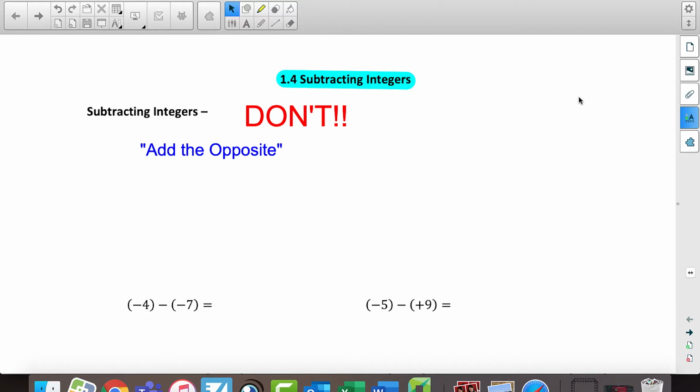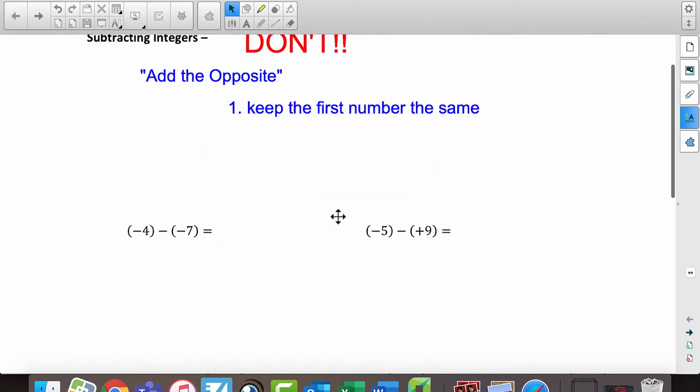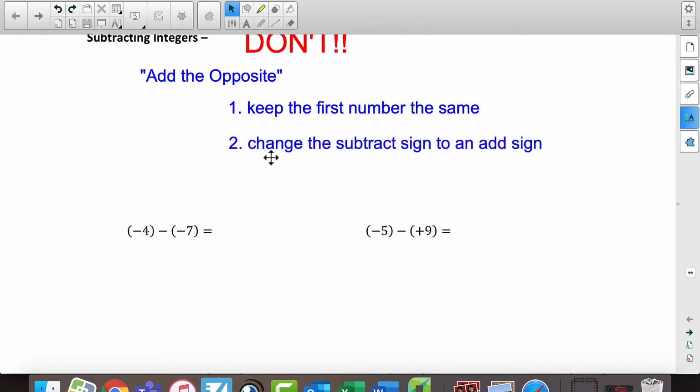So here's the idea with adding the opposite. First of all, you're not going to do anything to the first number, right? So in this first question, -4 take away -7, I do nothing to the first number. This -4, do nothing. Okay, well that's easy. I can do nothing. Okay, step 2 isn't much harder. Step 2 is change the subtract sign to an add sign.